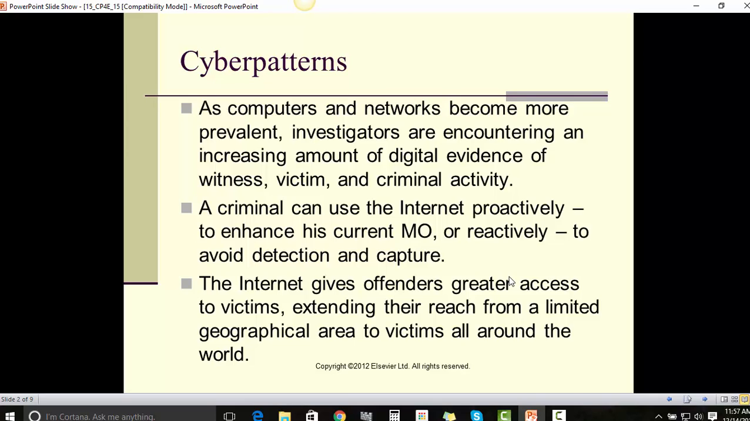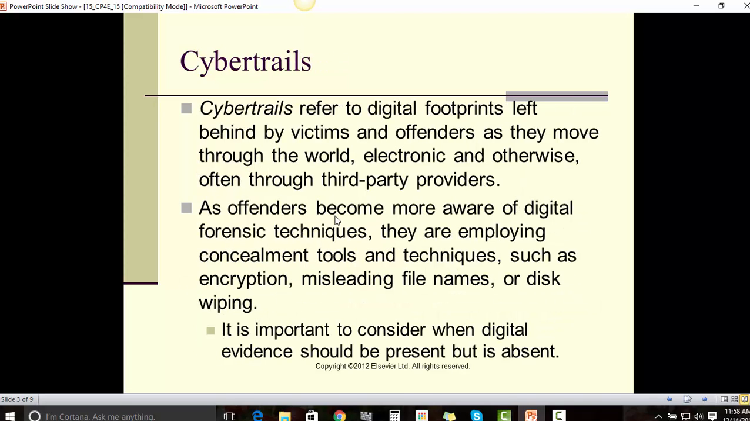As computers and networks become more prevalent, investigators are encountering an increasing amount of digital evidence of witness, victim, and criminal activity. A criminal can use the Internet proactively to enhance his current MO or reactively to avoid detection and capture. The Internet gives offenders greater access to victims, extending their reach from a limited geographical area to victims all around the world. Cybertrails refer to digital footprints left behind by victims and offenders as they move through the world, electronic and otherwise, and often third-party providers.